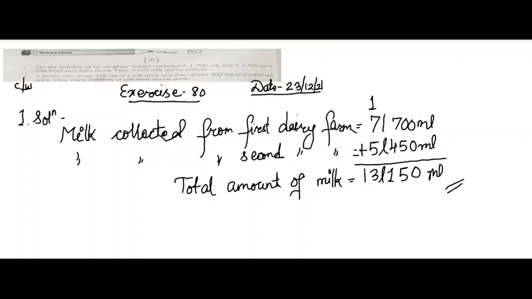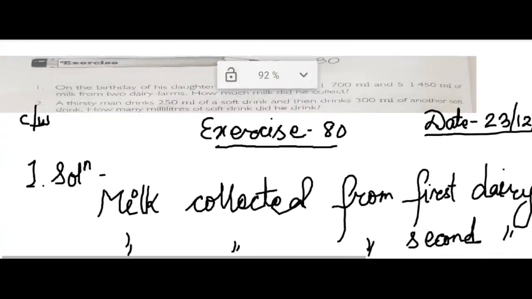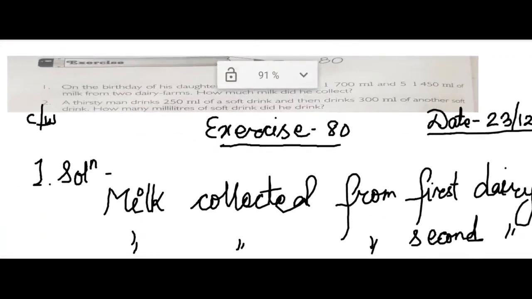So in this way you will do number 1, children. Number 2 is also similar to number 1. So you will do number 2 as a home assignment. A thirsty man drinks 250 milliliter of soft drink, and then he drinks 300 milliliter of another soft drink. How much milliliter of soft drink did he drink? So you just have to add the two amounts of the 2 types of soft drink, then you will find the total amount of the soft drink he has drunk. Okay, so this number 2 you will do yourself.